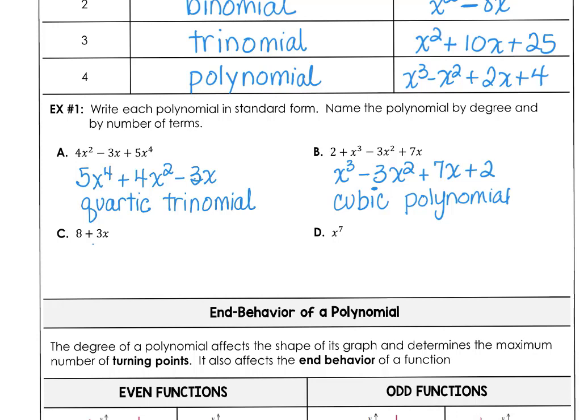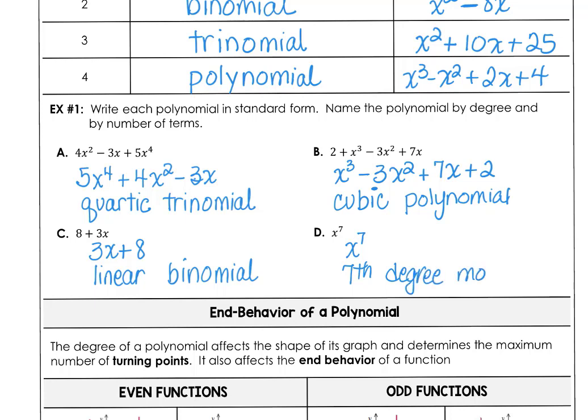In part C, that's relatively simple. They're just out of order. 3x plus 8. X to the first power is a linear term, and there are two terms, so we have a linear binomial. And then part D, there's only one term, so we know that's a monomial, but the degree is 7, so we're just going to name that by the degree and say it is a 7th degree monomial.